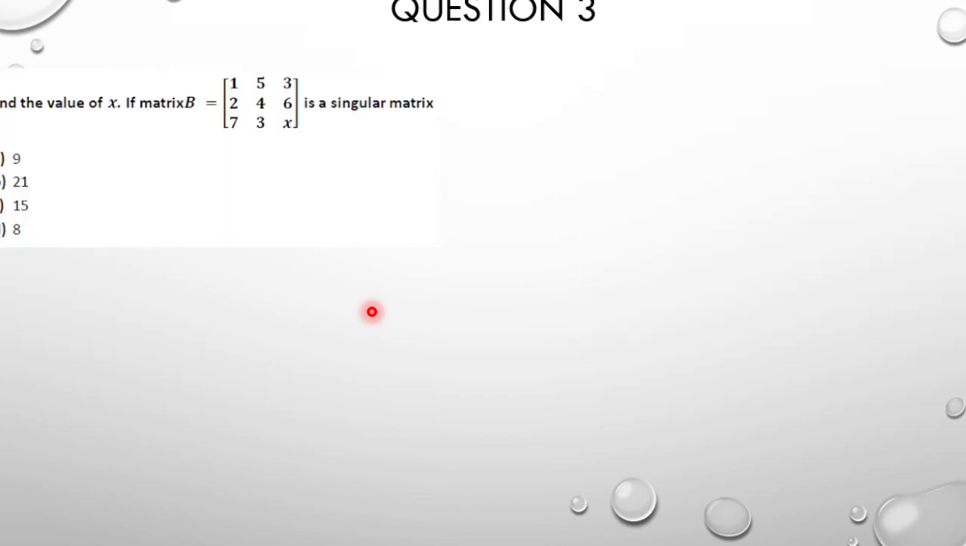Now coming to the third question, again it is based on the matrix system. Indirectly they have given that this matrix is a singular matrix. If we remember what happened in the second question, the determinant was 0 for a singular matrix, right? So we will apply the same concept here. Basically we have to find the value of x here.